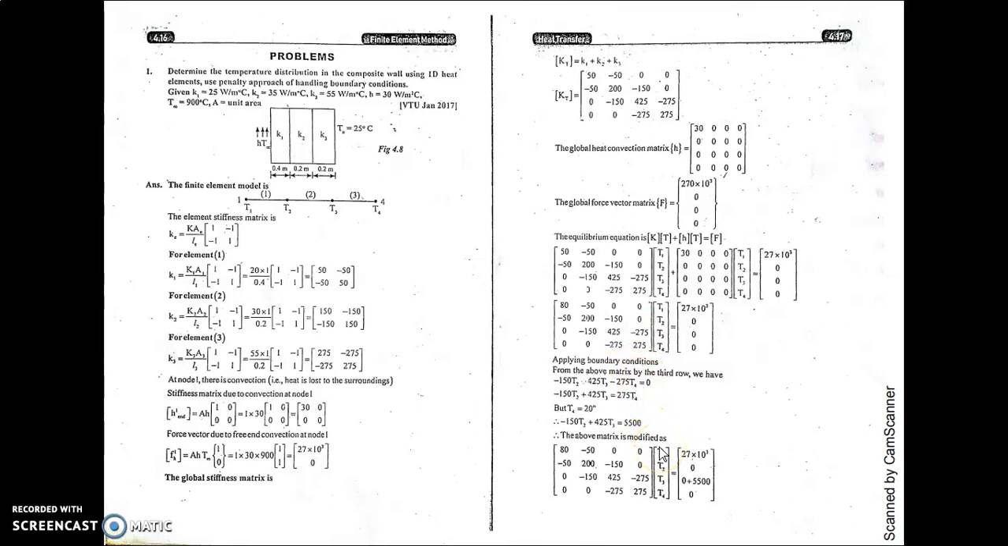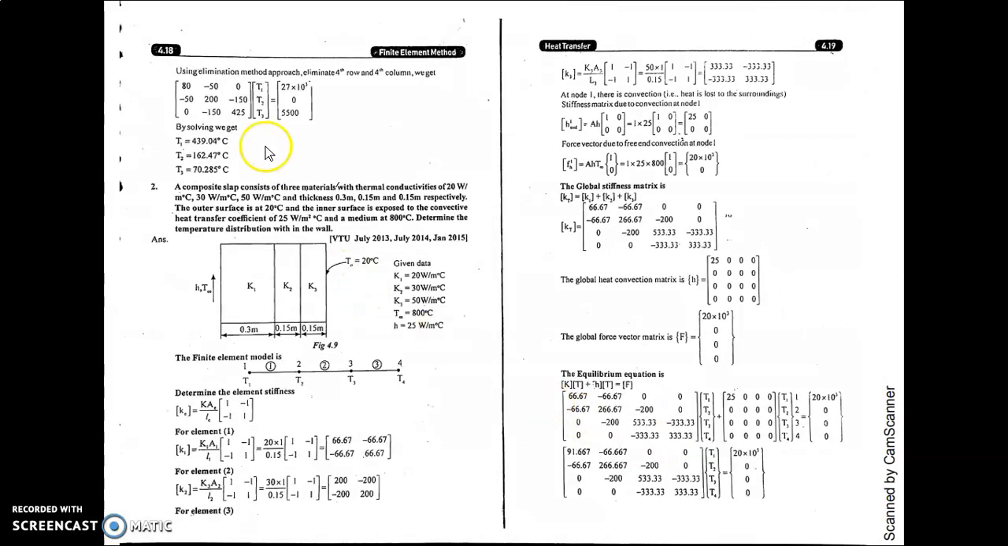Now, the matrix changes to this one. After eliminating the fourth row, fourth column, we will get only 3 rows and 3 columns.